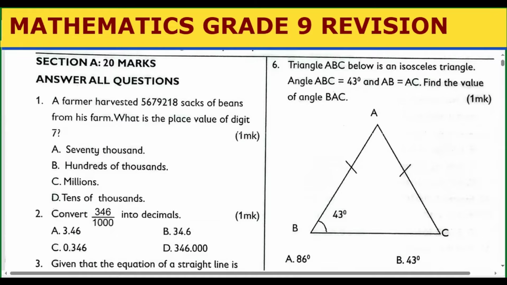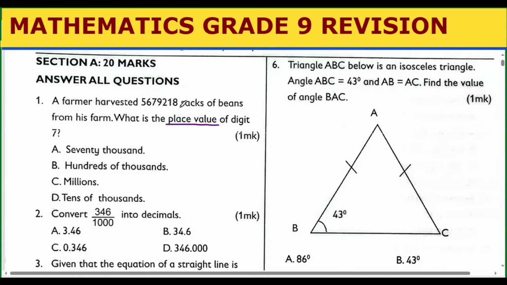So, let's read the question. A farmer harvested 5, 6, 7, 9, 2, 1, 8 sacks of beans from his farm. What is the place value of digit 7? Okay, this question is like free marks for you, because it's just PV, place value. Then we have number 2 there, converting number fraction into decimals. So let's do it together.